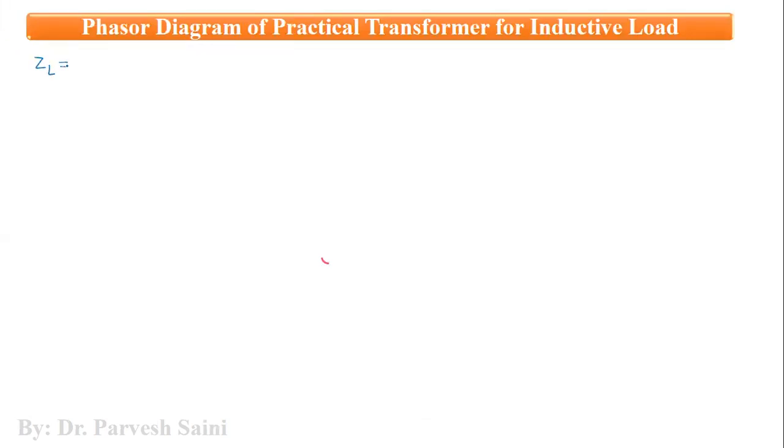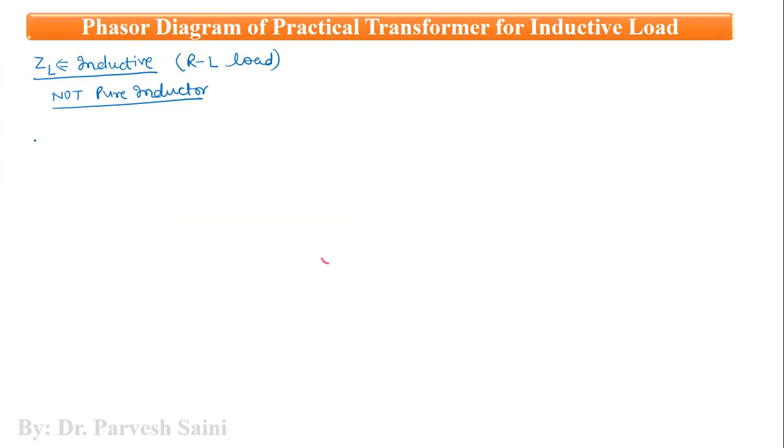Okay, so this is inductive. When we say inductive, we do not mean that it is a pure inductor, but it is a combination of resistance and inductor, right? So it could be your RL load. We will understand here the phasor diagram if the transformer is connected to the RL load.